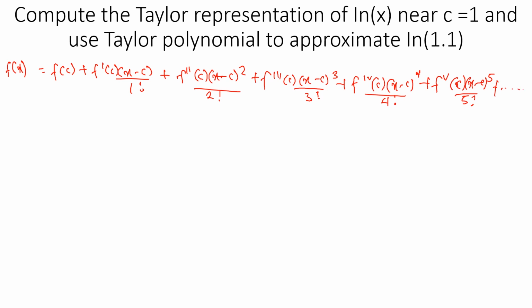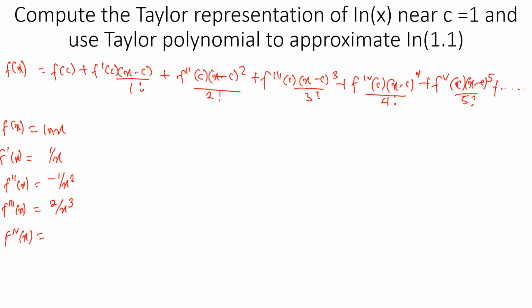Since f of x is given as ln x, you need to find the first derivative, which is the differentiation of ln x, that's 1 over x. You differentiate it again, that will give you the second derivative, which is minus 1 over x squared. Then you find the third derivative, differentiating minus 1 over x squared, which is 2 over x cubed. Then the fourth derivative, which is minus 6 over x raised to the power of 4. That is, you differentiate 2 over x cubed.